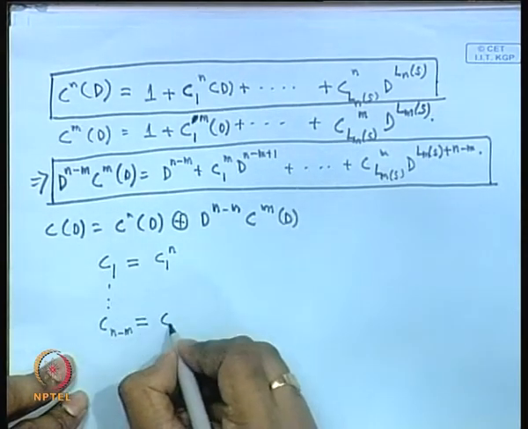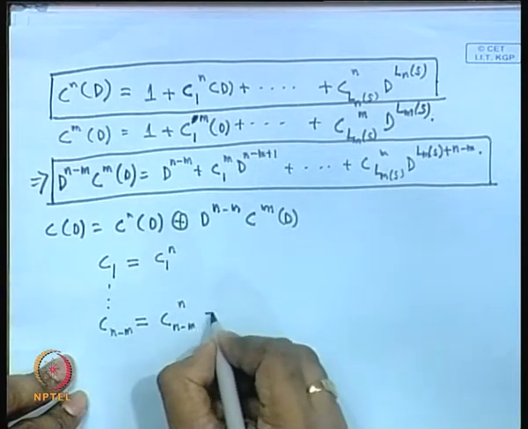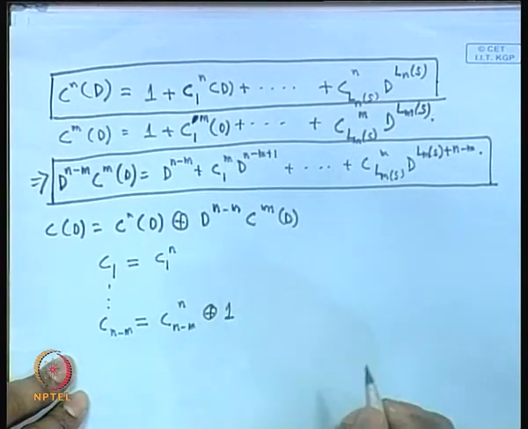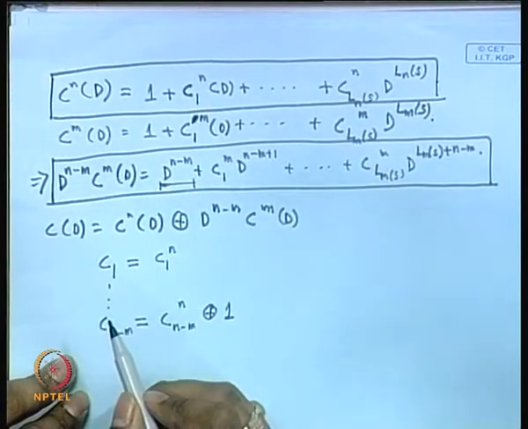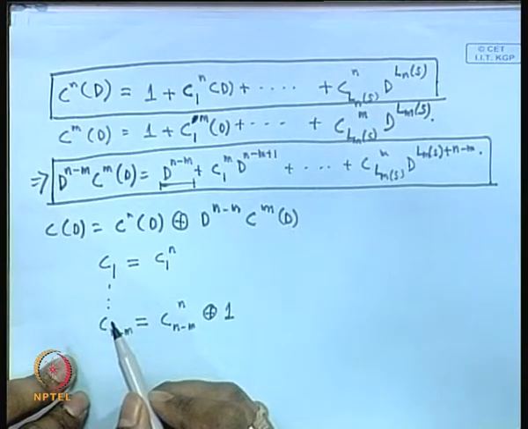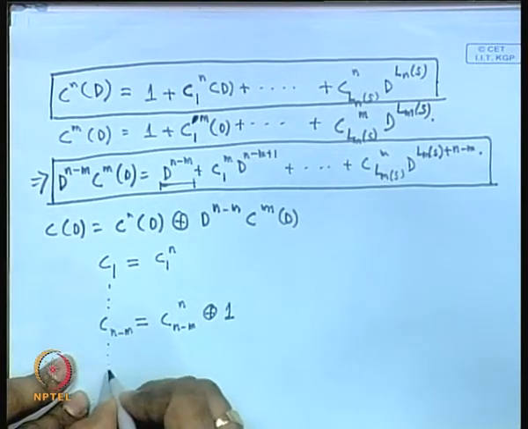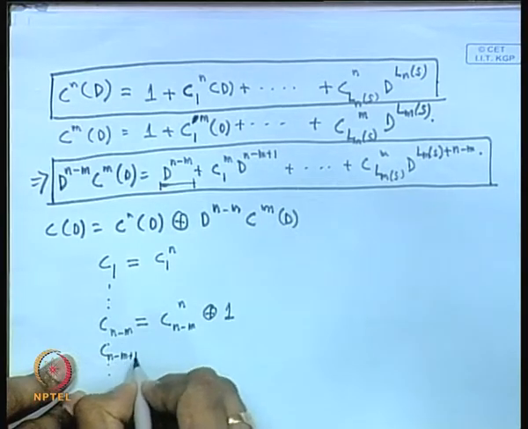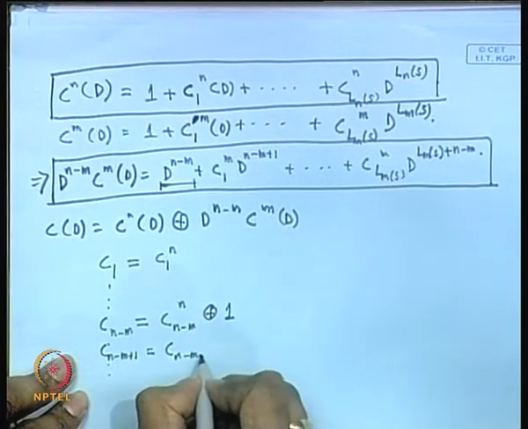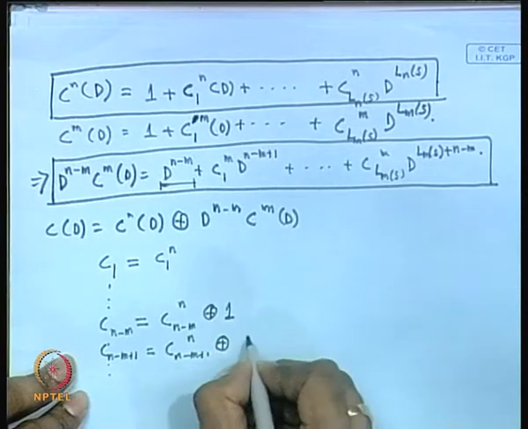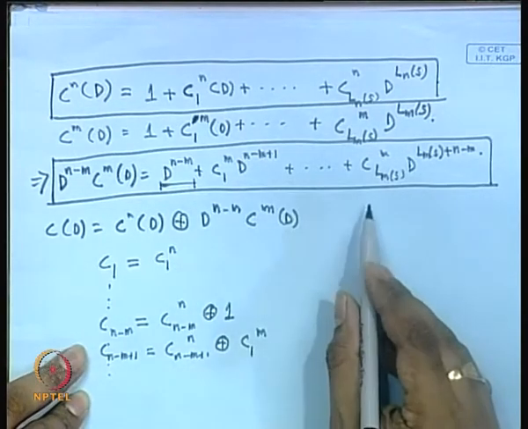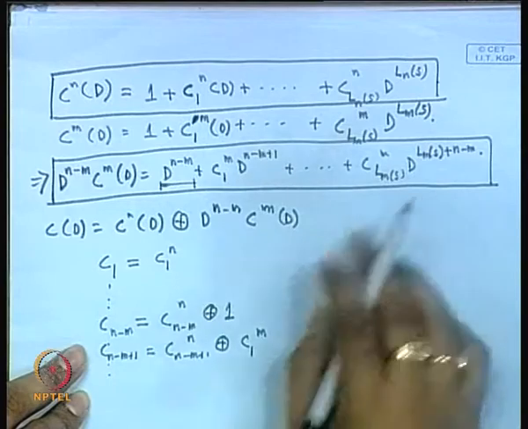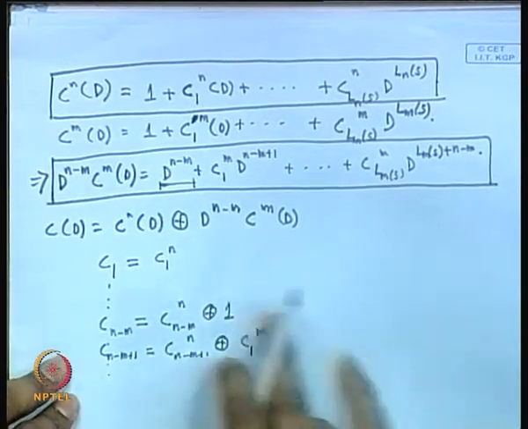So, Cn minus m will be Cn minus mn XORed with 1, because this particular term will give you a coefficient of 1, and so on. You can write Cn minus m plus 1 as equal to Cn minus m plus 1 n XORed with C1 m, right. So subsequently you will have this till this particular point again. Therefore, you understand that after a point there will be an XOR.